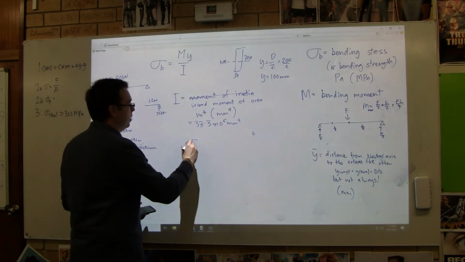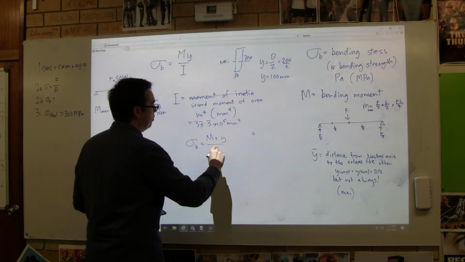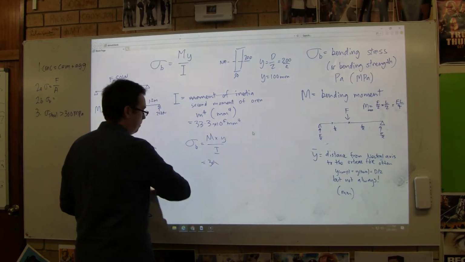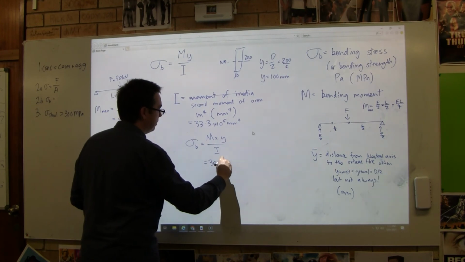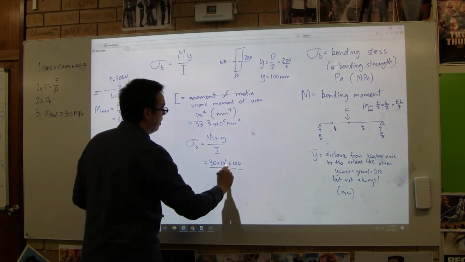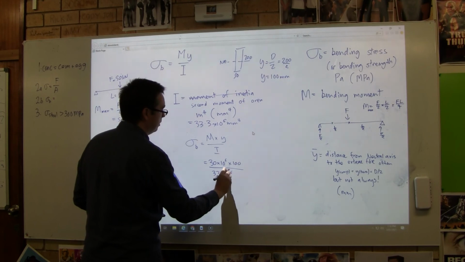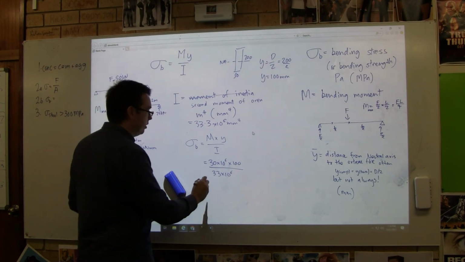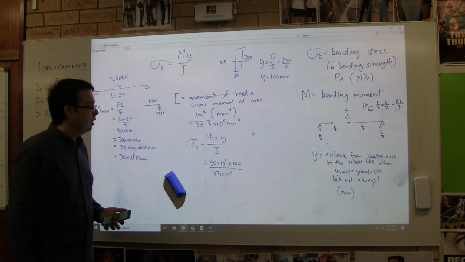We're going to write sigma b equals M times y divided by I. Let's have a look at that. We've got 30 times 10 to the 6 times y, which is 100, divided by I, which is 33 times 10 to the 6. Yeah? Okay, so what's our answer going to look like? Well, it's going to be about 100, right?